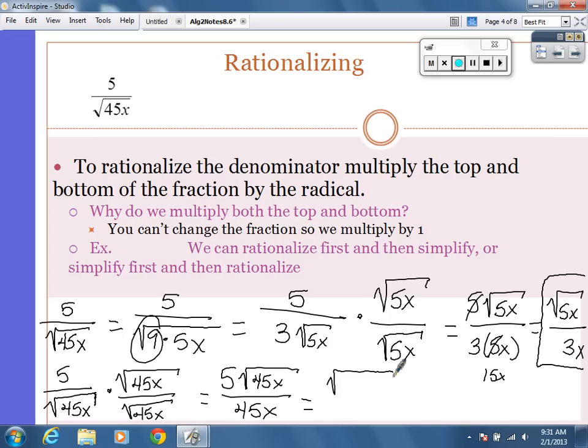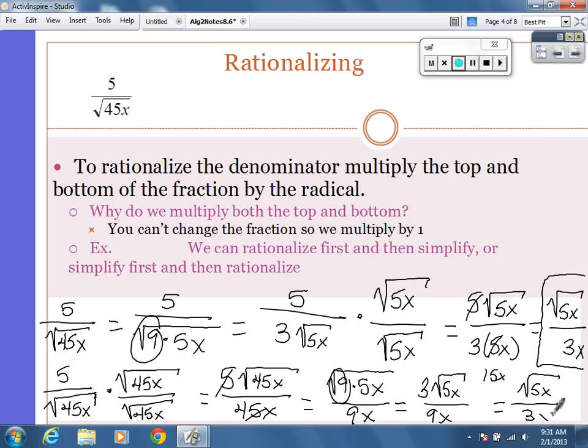Square root of, I'm doing two things at once here, 9 times 5x. That's breaking down the radical. The 5 and the 45 are going to simplify out to 9x down below. Do not simplify those 9x's because that's not what I have. Square root of 9 is 3 square root of 5x all over 9x. Now simplify the 3's. Square root of 5x all over 3x.